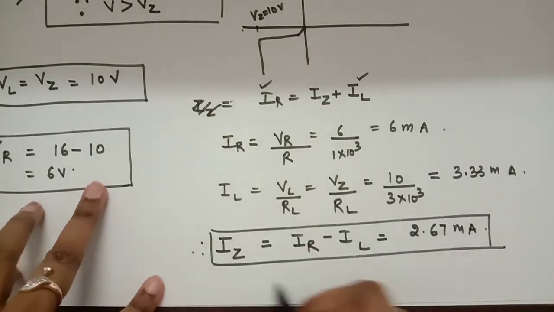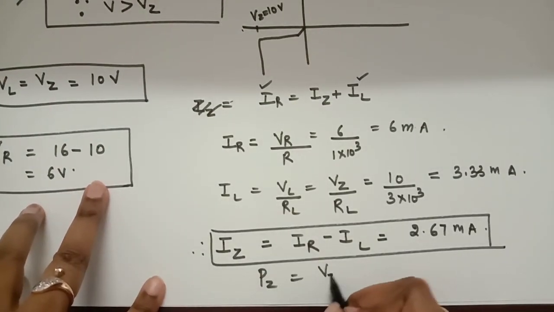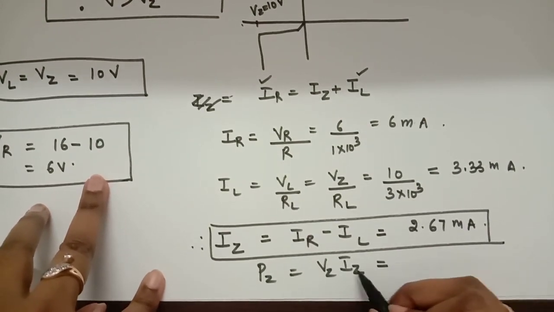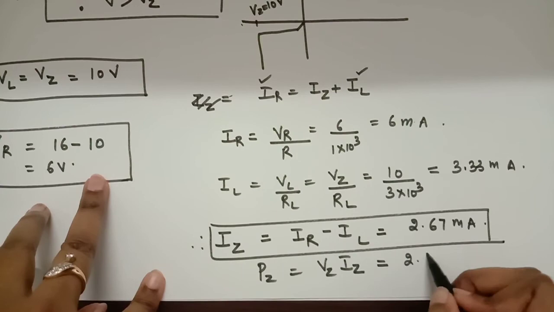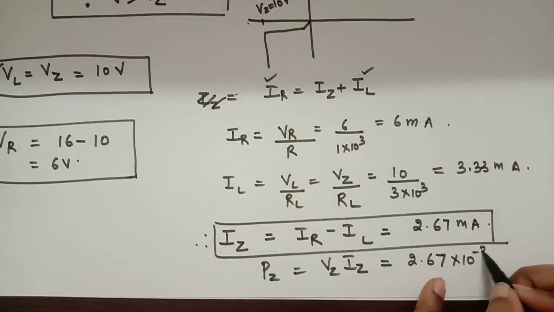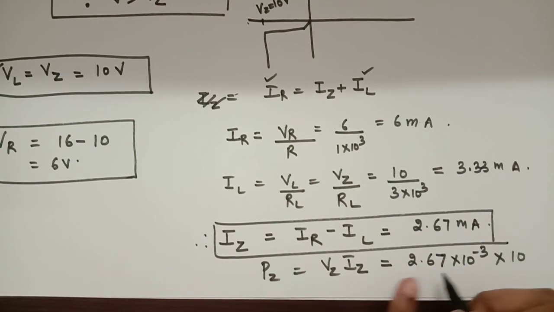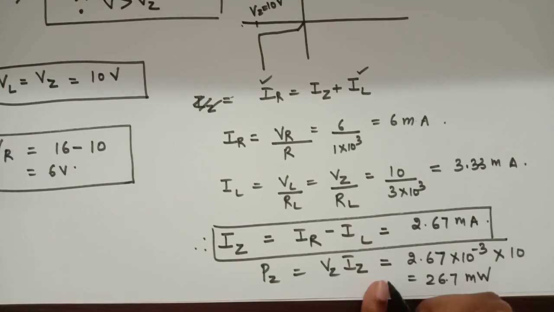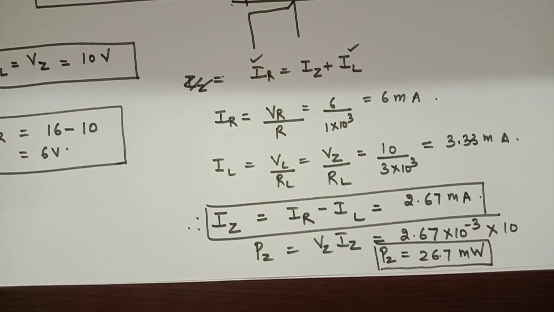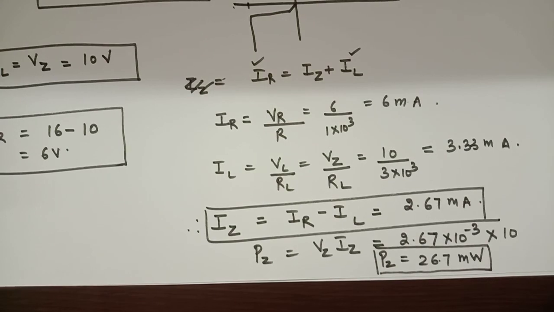And PZ means Vz into Iz. Power is equals to V into I. Vz is 10, Iz is this, so 2.67 milli, 10 raised to the power minus 3, into 10, that is 26.7 milliwatt. Keep your answers as simple as possible and write down the units always. So this is how we solve the numerical on first case for Zener diode.